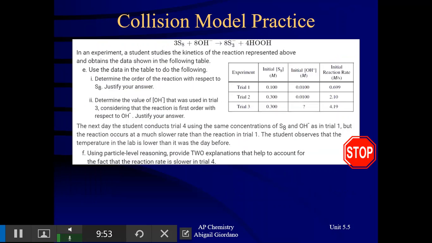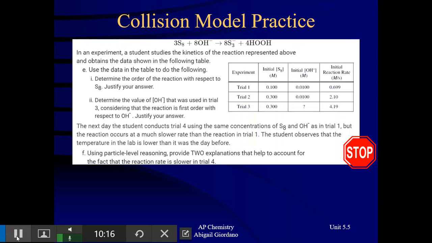Okay, here's a free response question, and the first two parts are actually going to be some review from earlier in this unit. And then the last question is going to be something that we've just talked about today. So pause the video, see if you can answer these questions.